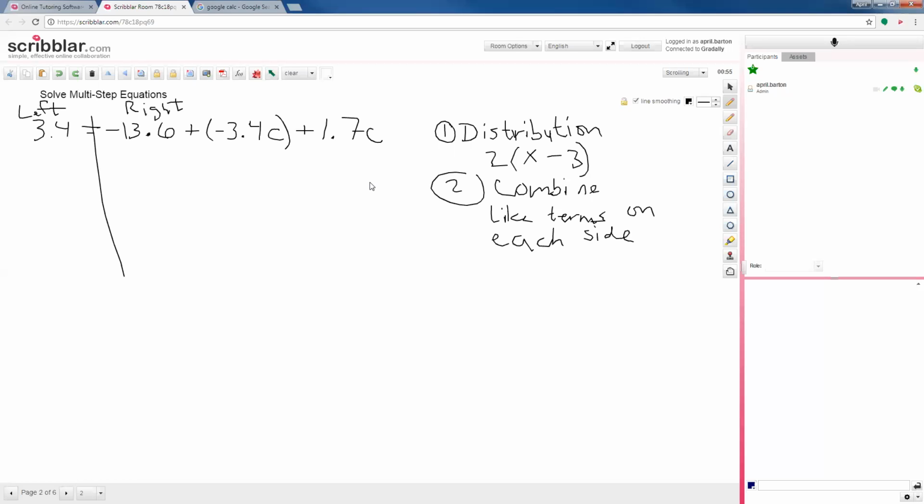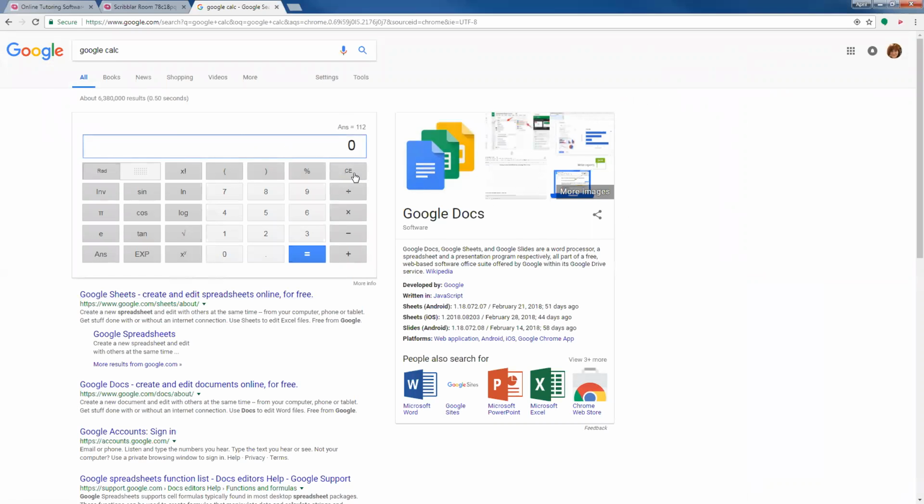So like terms are either numbers that don't have a variable or 2 things that have the same variable. So what 2 things could I add together on this right side of the equation? What are the like terms on the right? The two C numbers. Thank you, Annie. So we can add these together. Negative 3.4 plus 1.7. Again, that's something I don't want to do in my head. I clear out my calculator.